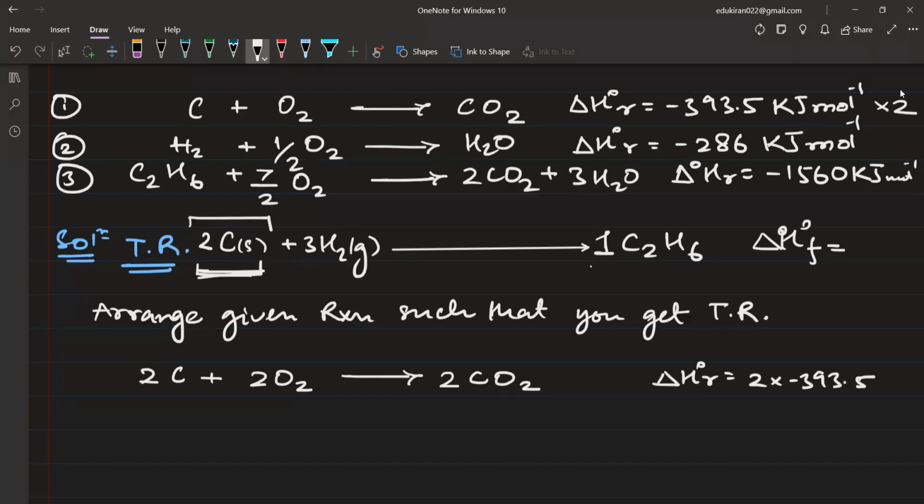सही है? Yes or no please tell me guys. क्लियर है क्या करना है? क्लियर है? हाँ. अब बताइए. अब उसके बाद आपने कार्बन को ले लिया. हाइड्रोजन के बारे में बताइए. Which equation should I write and what should I multiply for hydrogen?